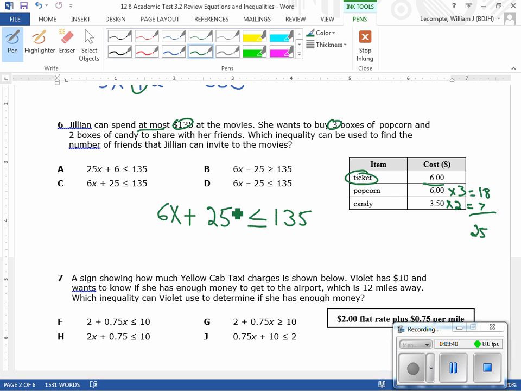If I look at A, that says that the variable is on the 25, and that is incorrect information. B says that I'm subtracting the 25. That is incorrect information. C, I have 6x plus 25 is less than or equal to 135. That's what I came up with for my inequality, so I'm going to use that. And D is the same thing as I'm subtracting the 25, so that is incorrect information.